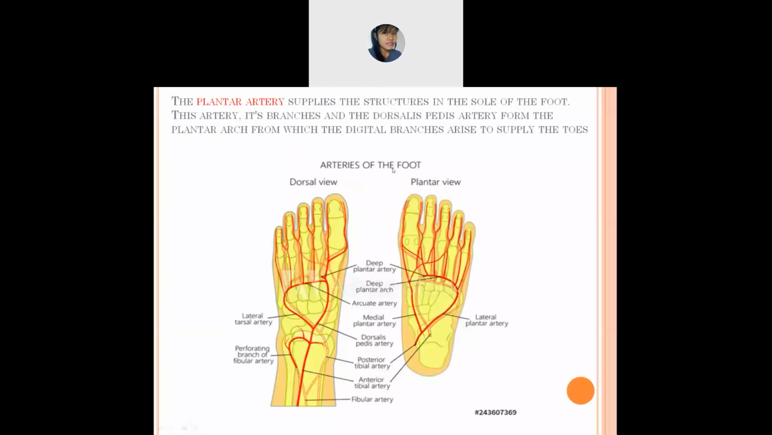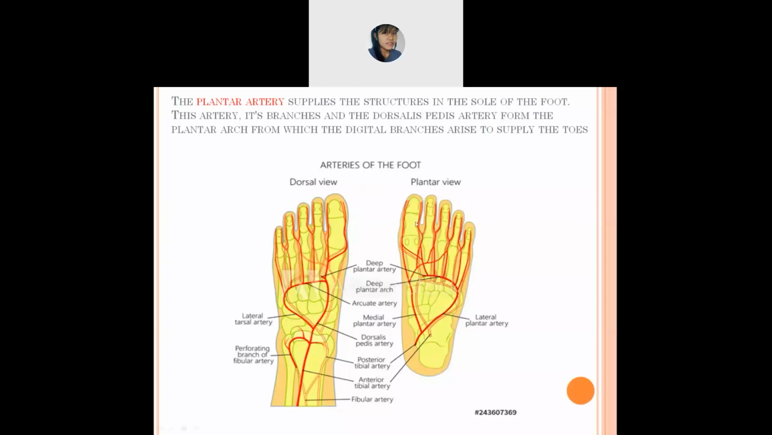Okay, next is the plantar artery. So this is the plantar view. It means the place in your foot where you step, that part or portion is known as plantar. I've already discussed this in the beginning. So this is a plantar view of the foot, and these are the plantar arteries.